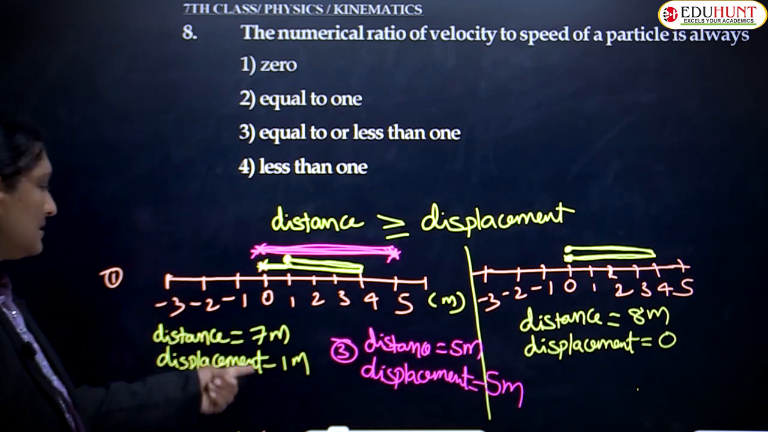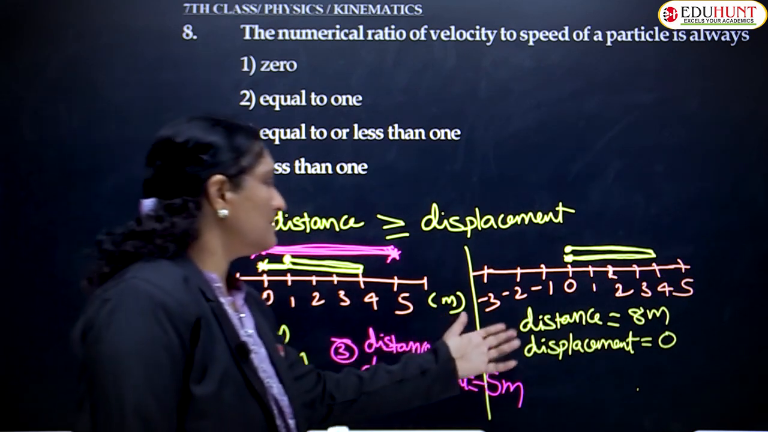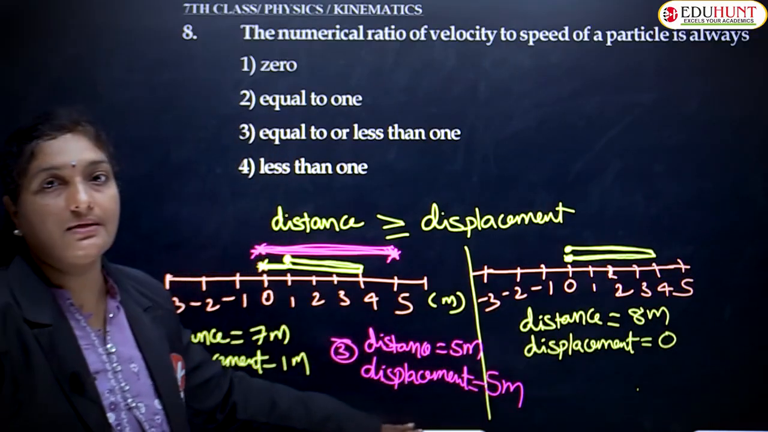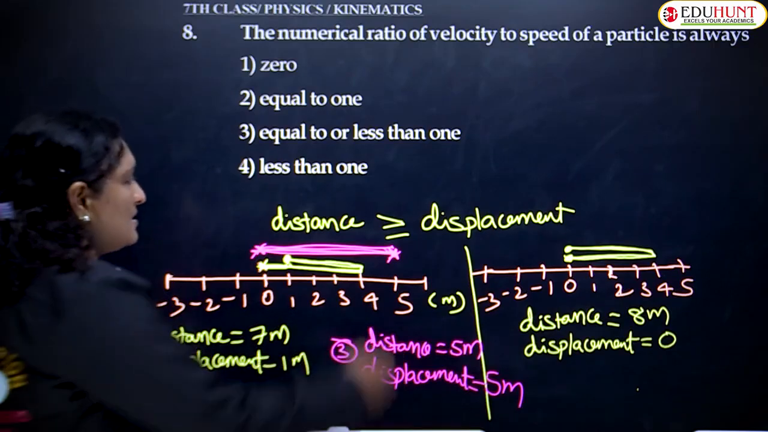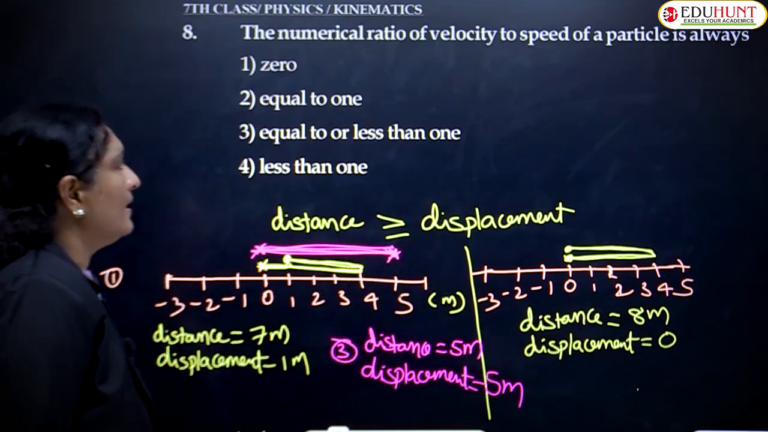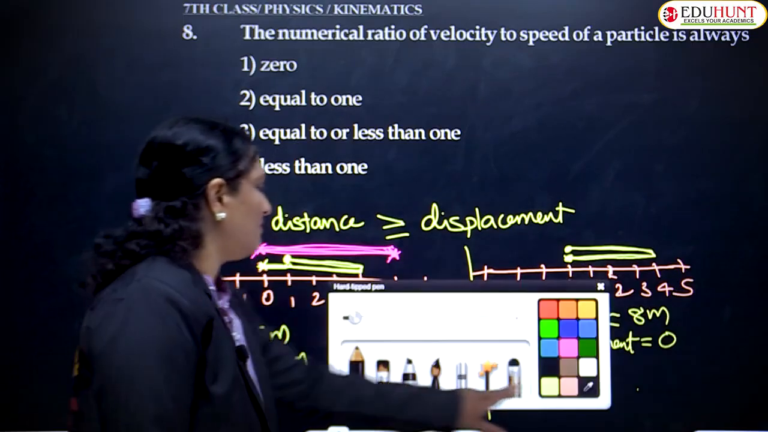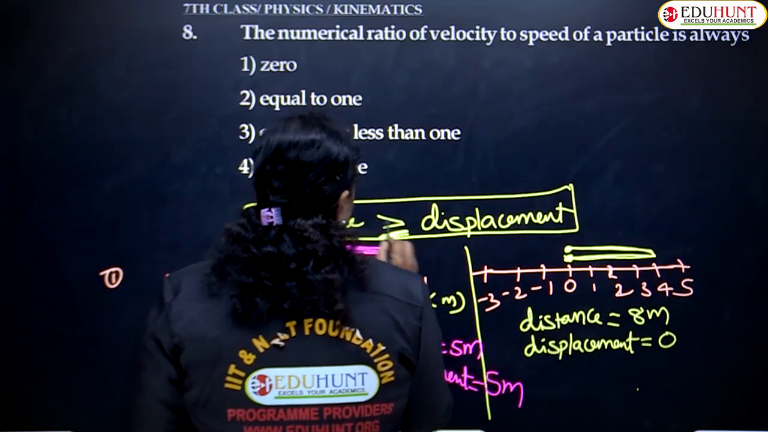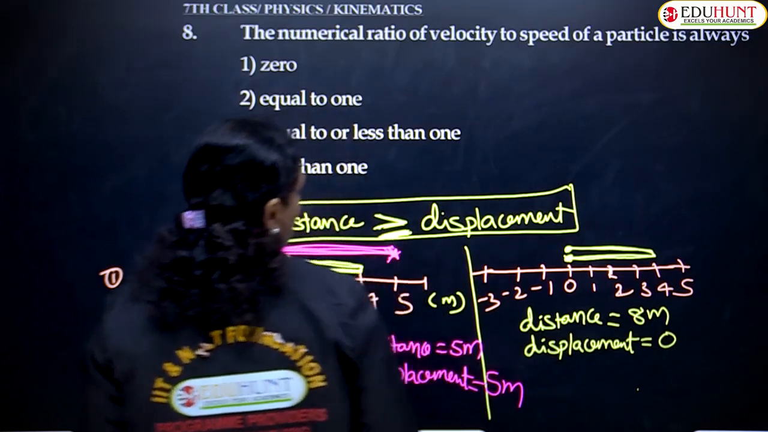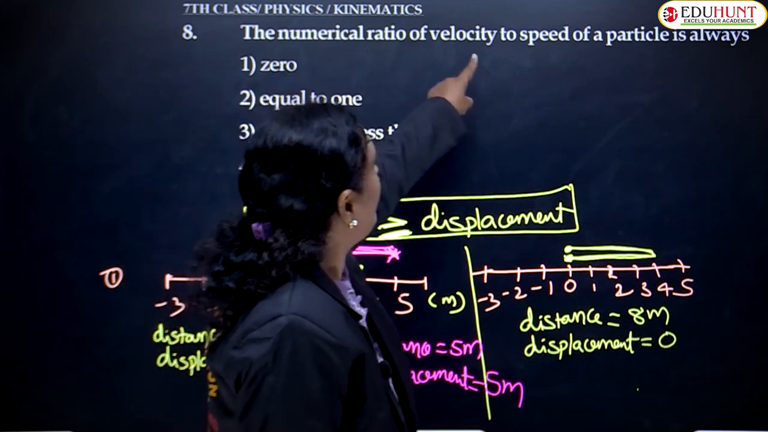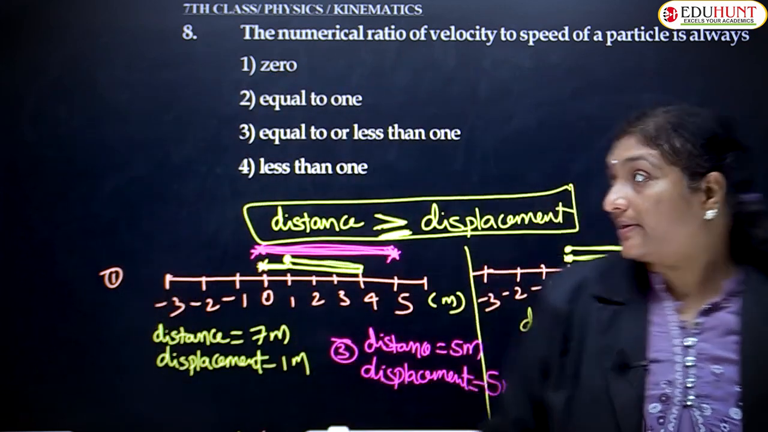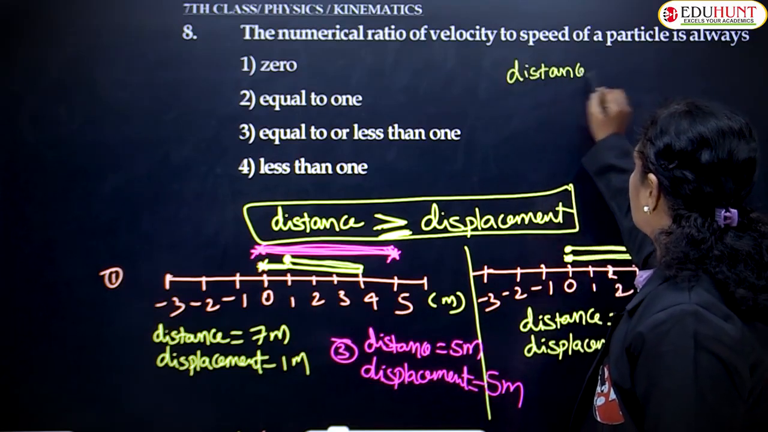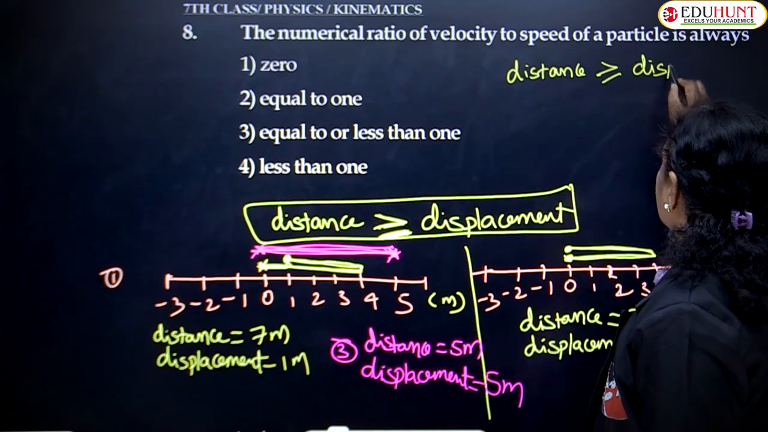In the first case, distance is greater than displacement. In the second case also, distance is greater than displacement. So in all the conditions we observed that distance is either greater than displacement or equal to displacement. After simplifying this, distance is either greater than or equal to displacement. So the numerical ratio of velocity to speed, I would like to simplify the same. So what we observed was distance is greater than or equal to displacement.